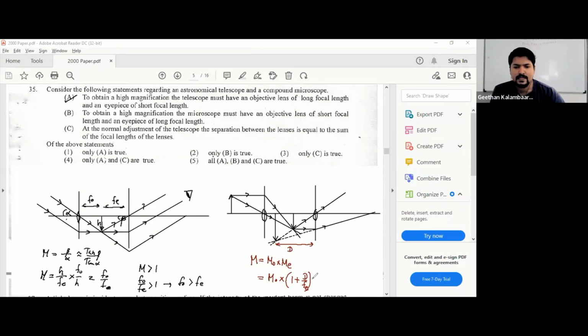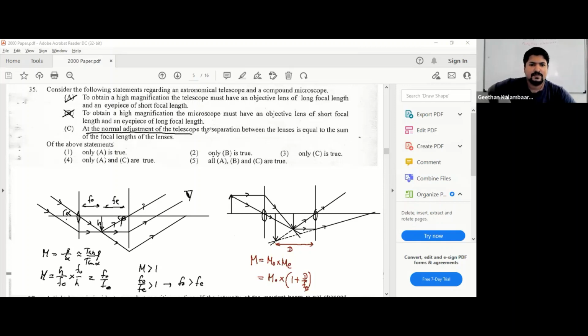So you can see that in order to get a higher magnification, this has to be higher, so FE has to be lower. FE must be lower. An eyepiece of low focal length means the statement is wrong. So we can say that statement is wrong from the equation.